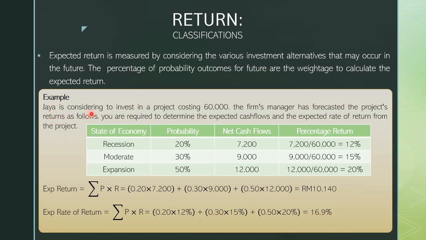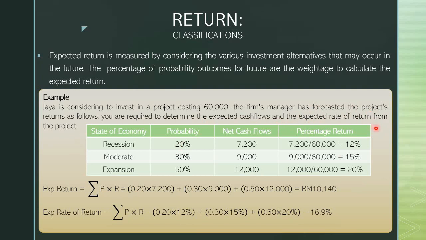So Jaya is considering to invest in the project costing 60,000 ringgit. The firm's manager has forecasted the project's return as follows. So you are required to determine the expected cash flows. This is the return in form of absolute value, and also the expected rate of return from the project. So this is the return in form of percentage.